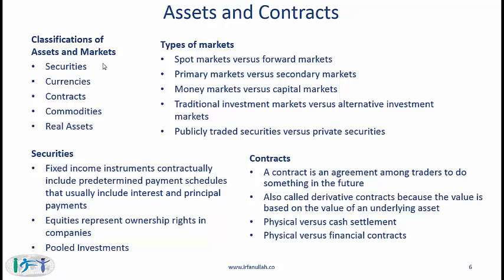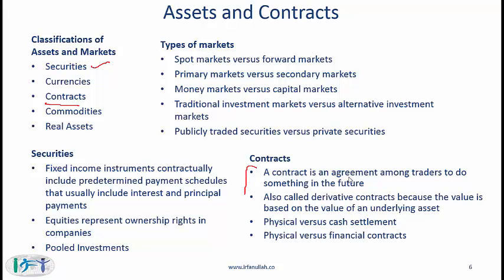Classifications of assets and markets. When we talk about different kinds of assets, we could be talking about securities. Securities includes fixed income securities, equities, and other pooled investments such as mutual funds. People also trade in currencies. When we say contracts, we are talking about derivatives, and that's shown over here.